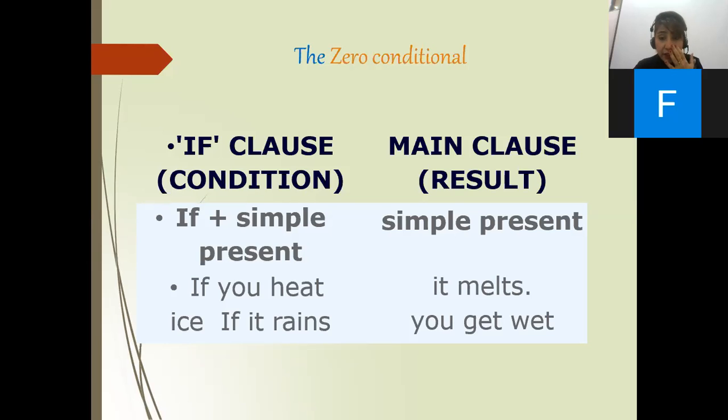Okay, if it rains, you get wet. I mean, is there any possibility that if it is raining and you are standing in the rain, anybody can claim that you will not get wet? No, it is a general truth. It is a fact that if it rains, you get wet if you are outside. This is a general truth.